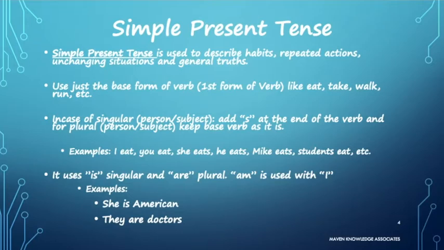In case of singular person or subject, we add s at the end of the base verb, and in case of plural or multiple persons or subjects, we keep the base verb as it is. Examples are I eat, you eat, she eats, he eats, Mike eats, students eat. Students talks about multiple persons, so we are keeping the base verb as it is. But in case of Mike, which is a singular person, we have changed the base verb by adding s.